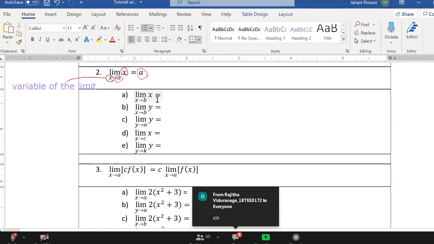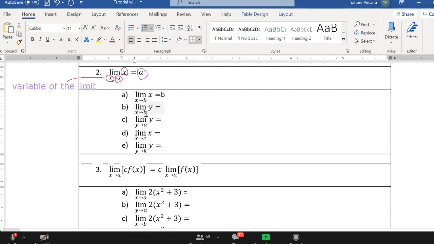Okay. So here x approaches b and you have to find the limit of x. So when you have to find the limit of x, which is the variable of the limit, which is mentioned in here, the answer is the approaching value, which is b, right? So here the answer is b, right? So here what happens?